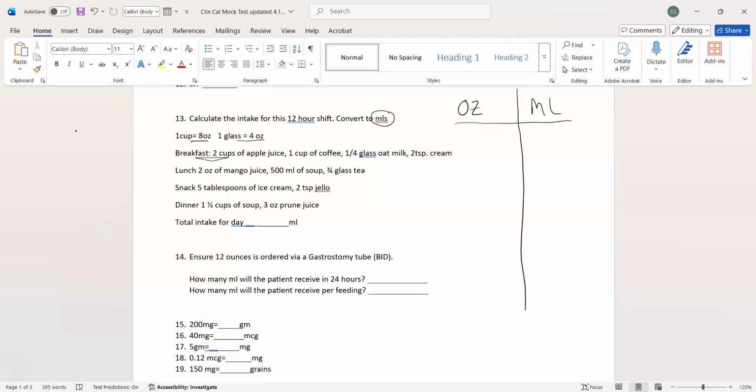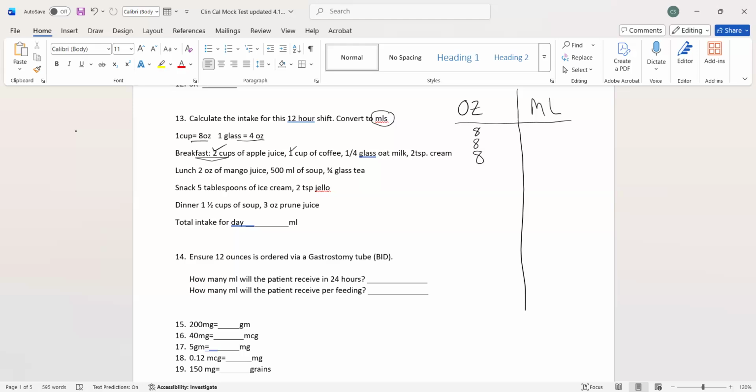So how many ounces are in a cup? 8 ounces. So we're going to write 8 twice. And then I'm just going to check that off. All right. So now I have another cup here. So one more cup. So that's another 8 ounces. And I always check these off as I go. That way I know what I have done and what I still need to go back and do.